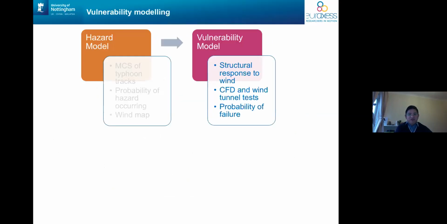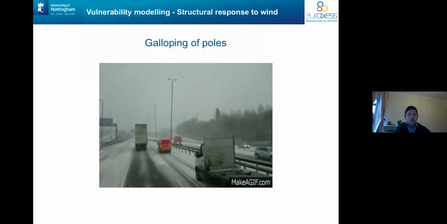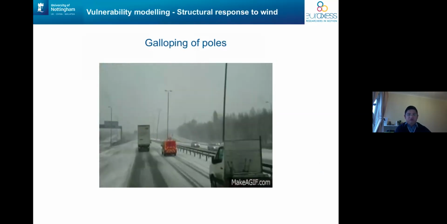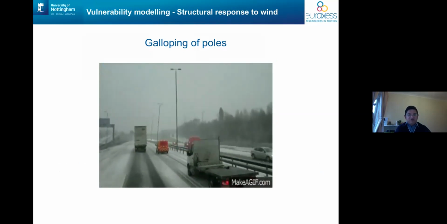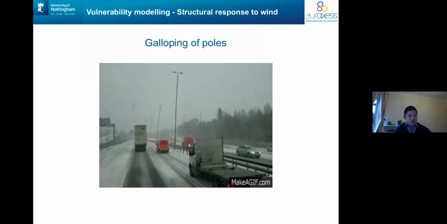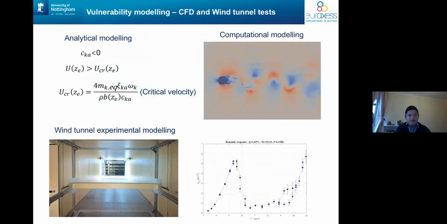So in the vulnerability model, we're trying to answer the question: what is the probability of failure of a structure in typhoon? To this end, we use CFD and wind tunnel tests to model the structural response to wind. This video shows you one type of response of lighting poles to strong winds. The phenomenon is called galloping, and the large vibrations of the structures can cause damage to the structure. Galloping can occur under certain conditions where the aerodynamic coefficient, which you see here, is negative and the wind velocity is higher than a critical value.